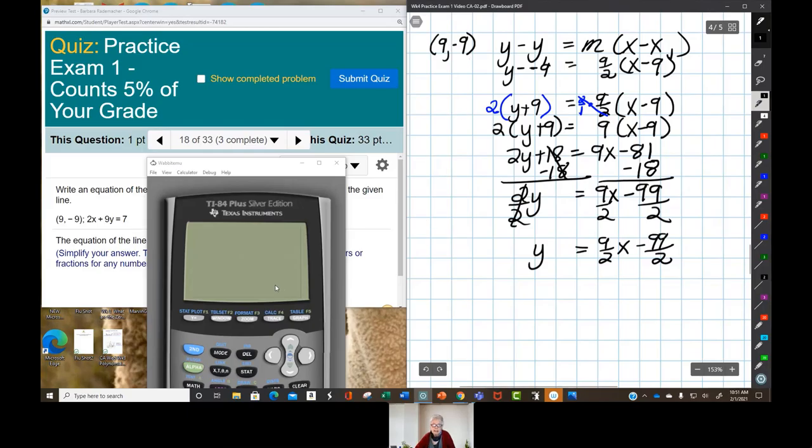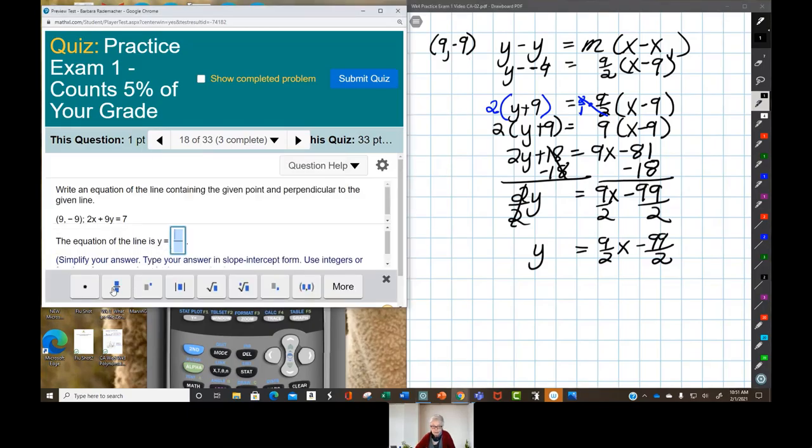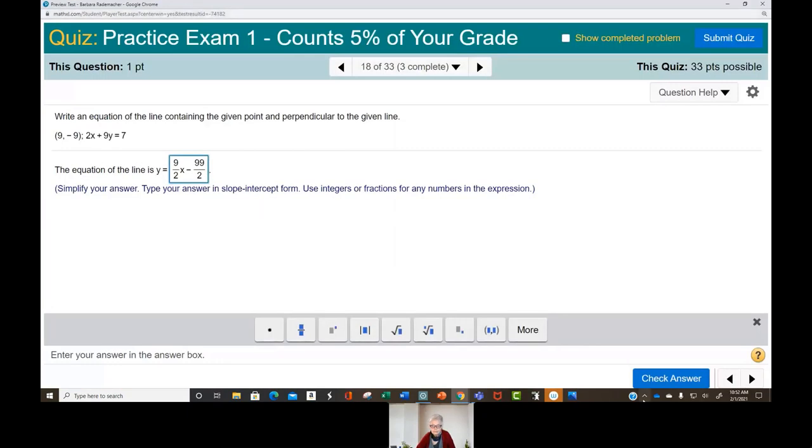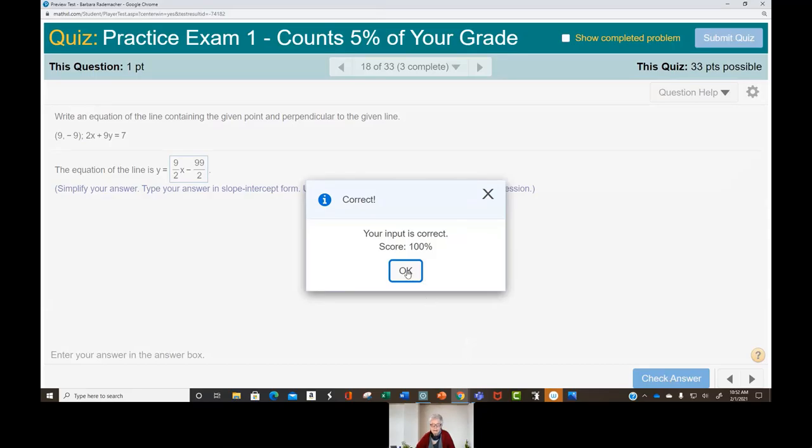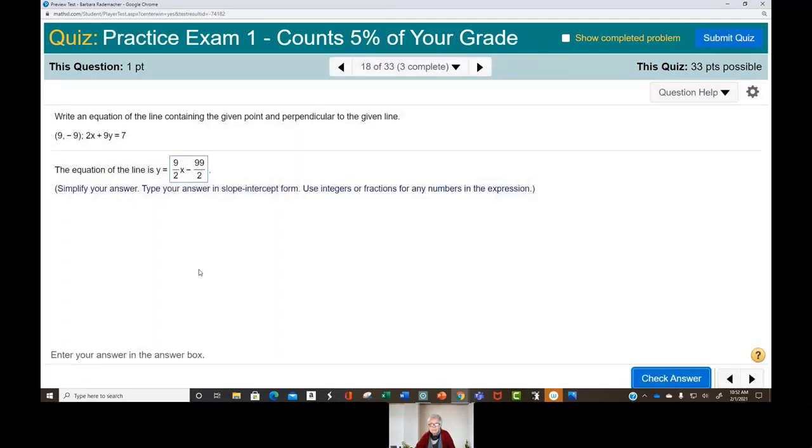Okay, now let's see if I got that right. 9/2 x minus 99 over 2. Yeah, I think my issue was just I didn't pay attention that it said perpendicular, and I did it as a parallel line. So I think that was my issue. And that's easy to do. Really super easy.